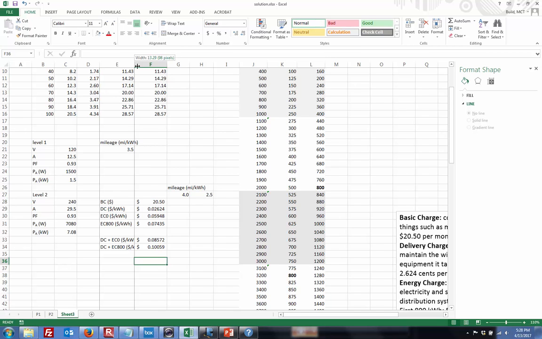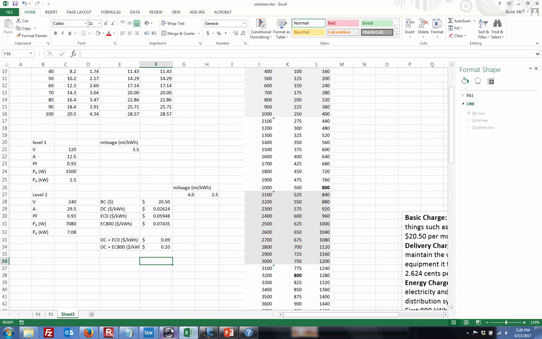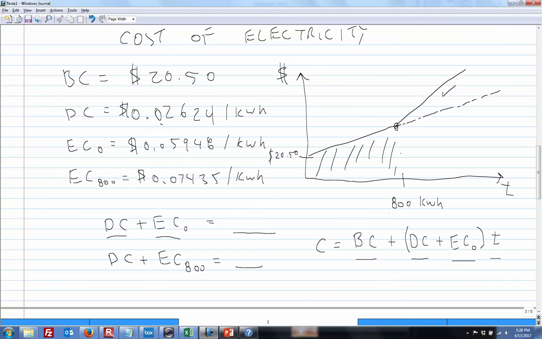Wait, what did you do again? Well, what I'm trying to show is that when we, so our function looks like this. So we're always going to pay the $20 per month, and then we're always going to pay this delivery charge. But the slope of this initial line is going to be delivery plus EC naught.